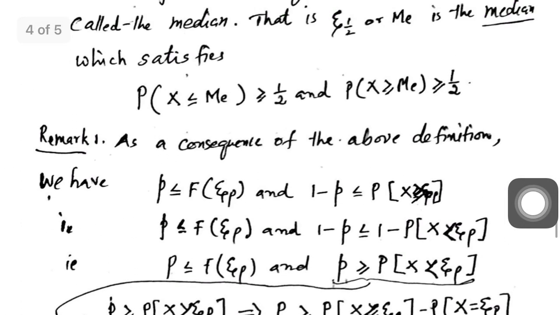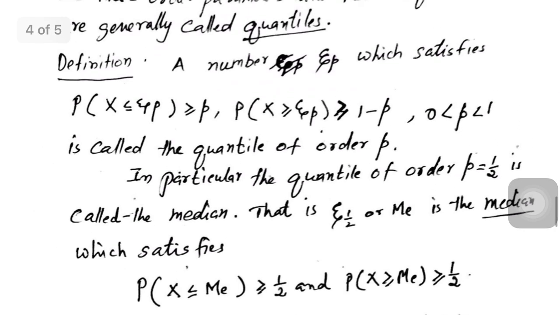Again, we come to the definition once more. Probability that X less than or equal to psi p is greater than or equal to p, probability that X greater than or equal to psi p is greater than or equal to 1 minus p, for p lying between 0 and 1. And this is called, as I have mentioned, the quantile of order p.